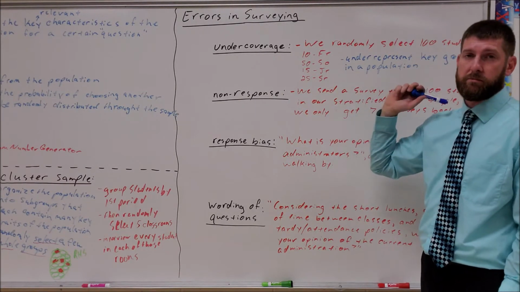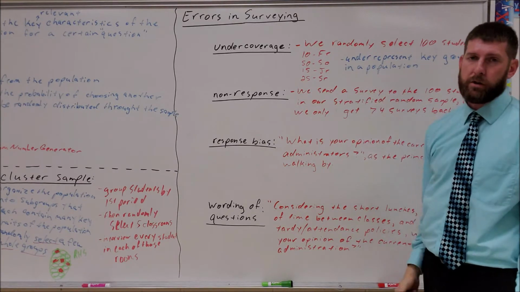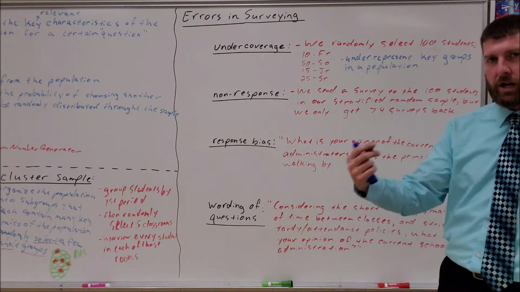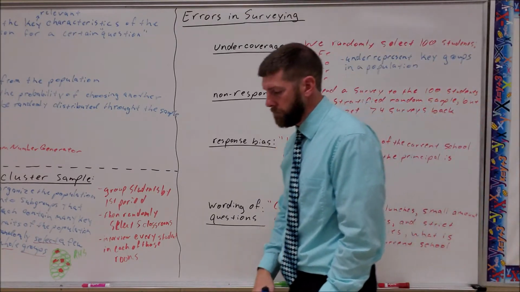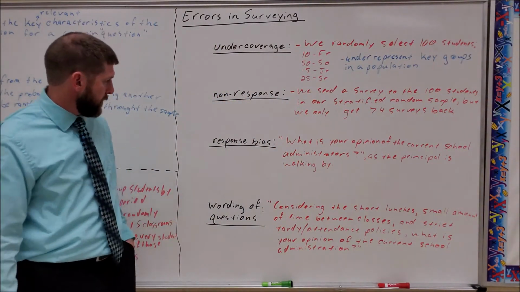Or maybe we just only wanted to talk to seniors, and we just talked to 100 seniors. Again, that would be under coverage. We're not representing enough of the school. All right, another type of surveying error we could have.